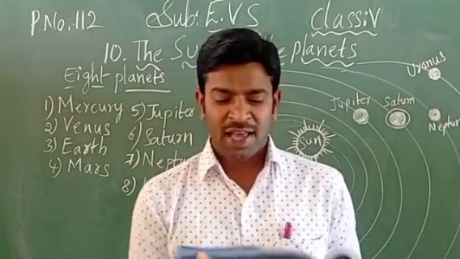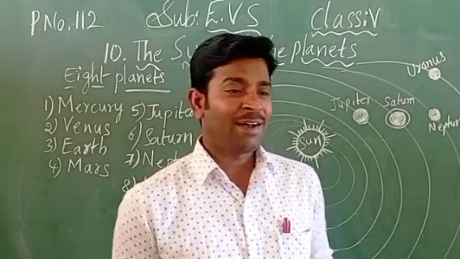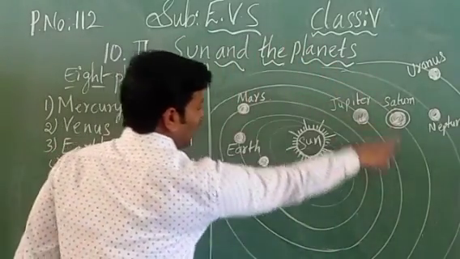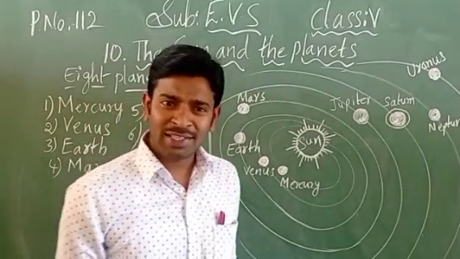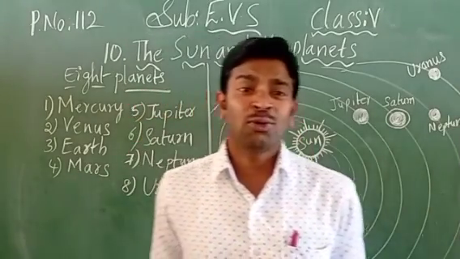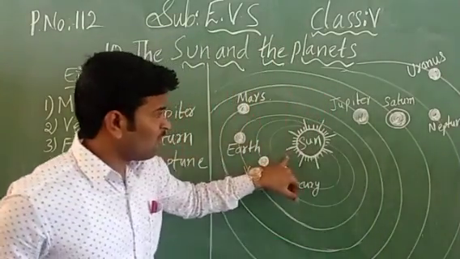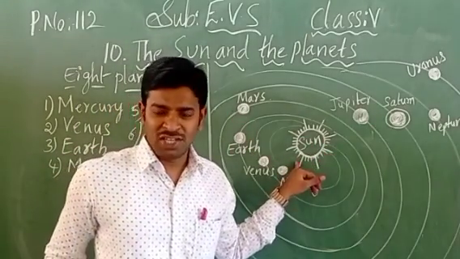Okay. Next, go to the next line, children. The sun is the biggest star in the solar system. This is called the solar system, children. The sun and the 8 planets are called the solar system. So the sun is the biggest star in the solar system. I have drawn it, it is very big or not. All planets are very small, but here the sun is very big, children.